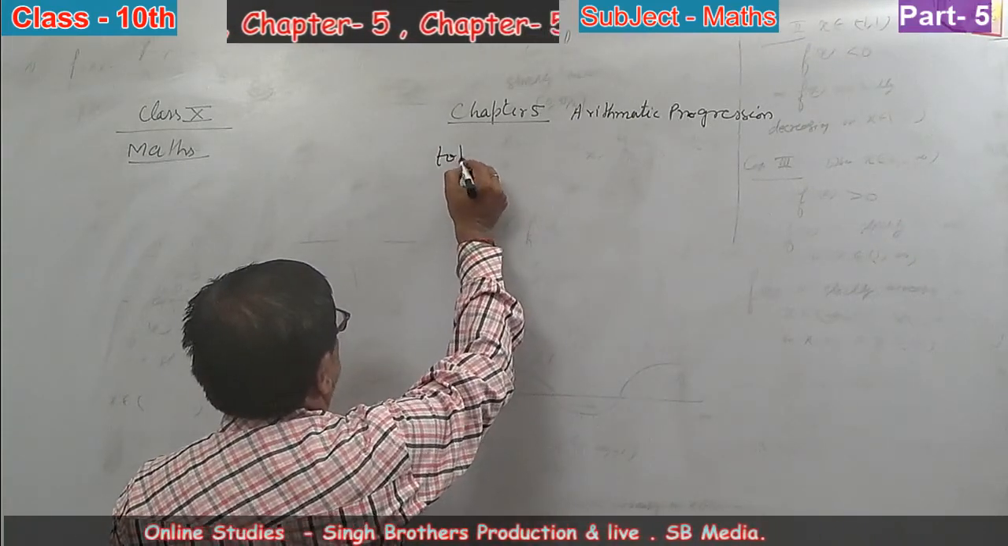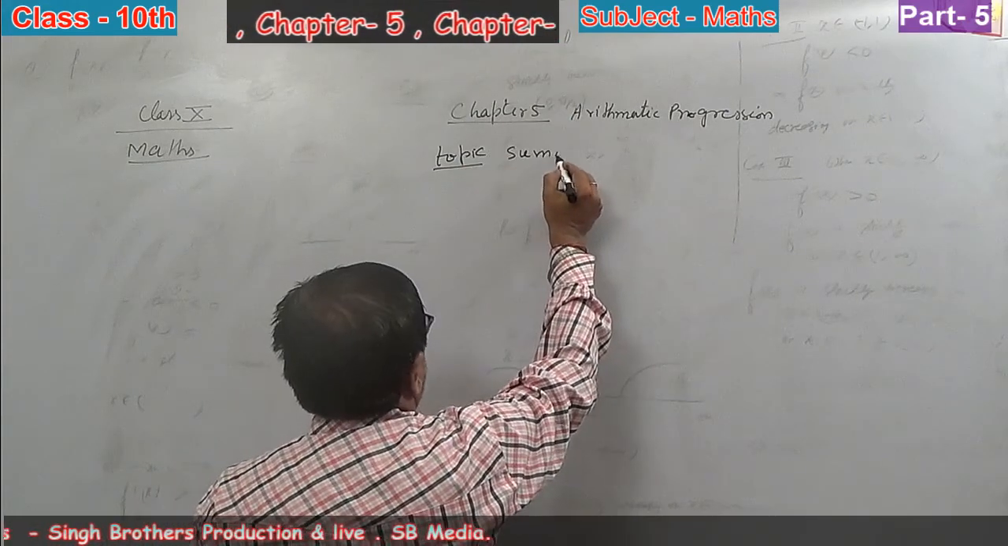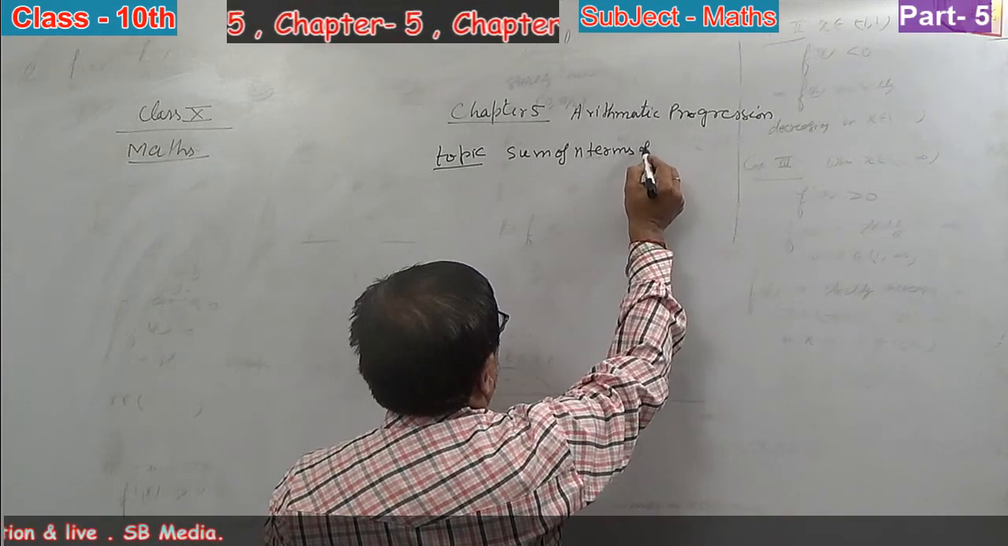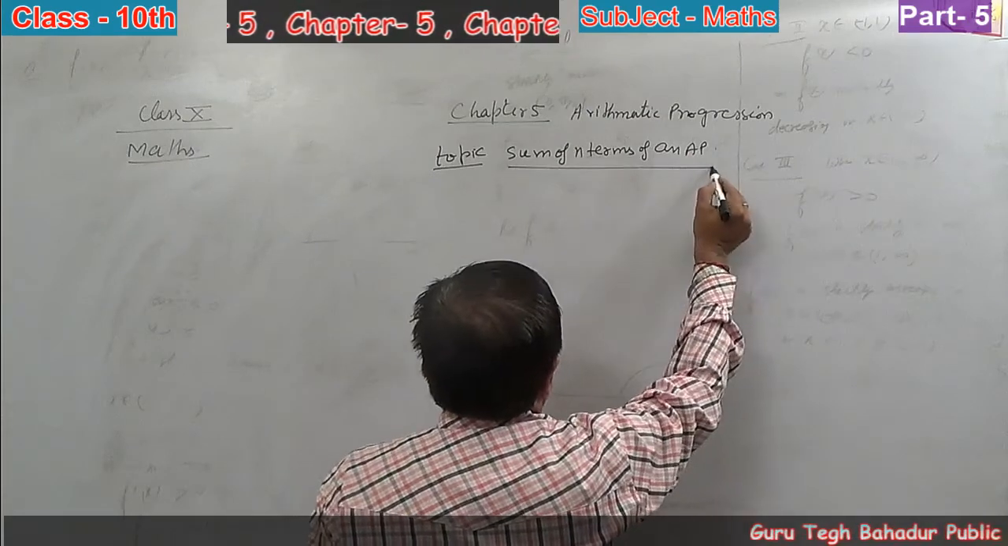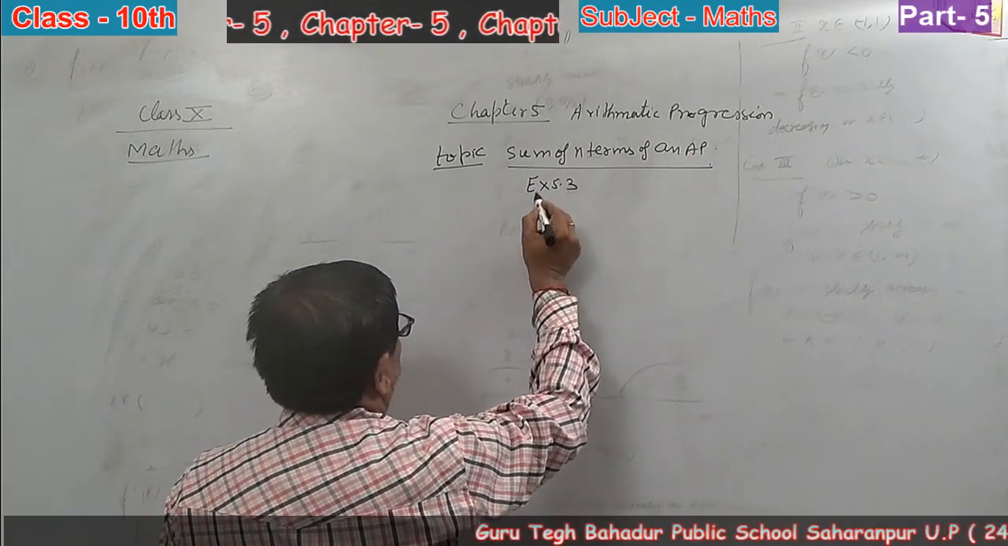Topic is sum of n terms of an AP. Exercise is 5.3.